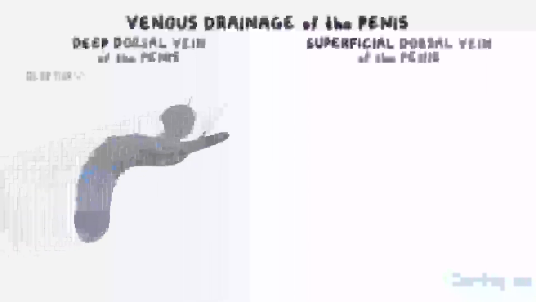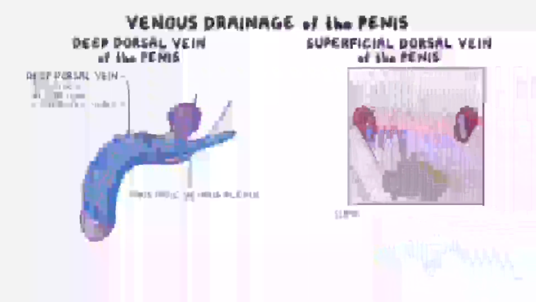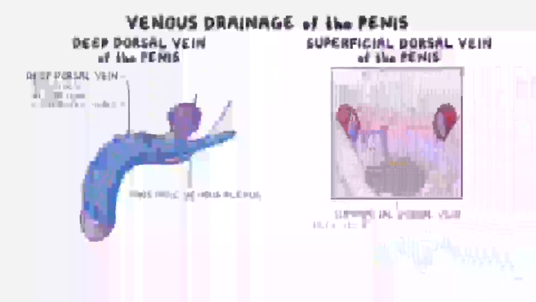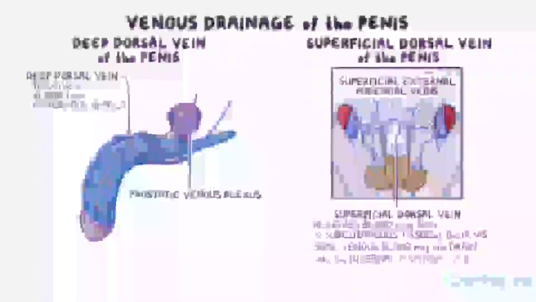Now, venous drainage of the penis is mainly by the deep and superficial dorsal veins of the penis. Let's start with the deep dorsal vein, which receives blood from the cavernous spaces and drains into a plexus of veins that surround the prostate, called the prostatic venous plexus. Next is the superficial dorsal vein, which receives blood from the skin and the subcutaneous tissue of the penis and drains it into the superficial external pudendal veins. Some venous blood may also drain into the internal pudendal veins.